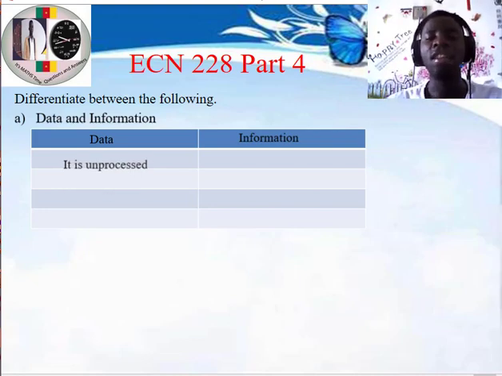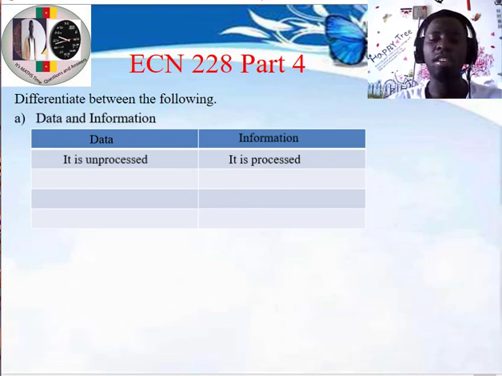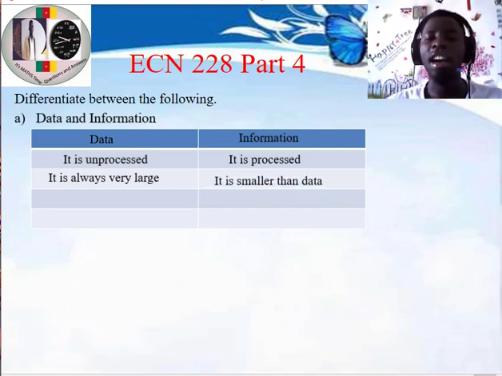One, data is unprocessed, meaning that it's raw material. It's not processed. When you process or analyze data to give you something meaningful that we can use in making decisions, we call this new form of data information. So data is unprocessed while information is processed. The next difference is that data is always very large while information is relatively small in size.